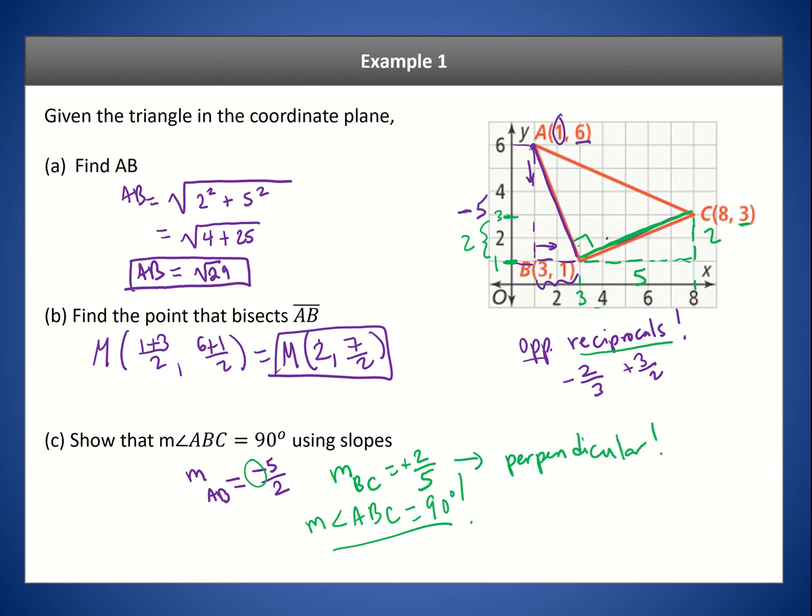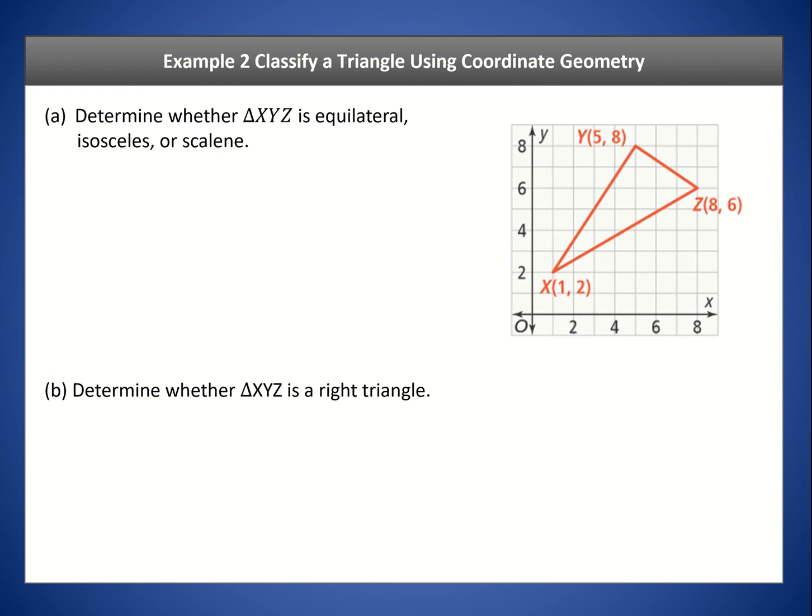All right. Looking at the next one, this time we're going to classify the triangle using coordinate geometry, using the formulas. So when you look at a triangle and you want to classify it, you need to use the distance formula. So you're going to find the distance of all 3 sides. Okay, so let's go ahead and get started. Let's go ahead and find the distance for x, y.